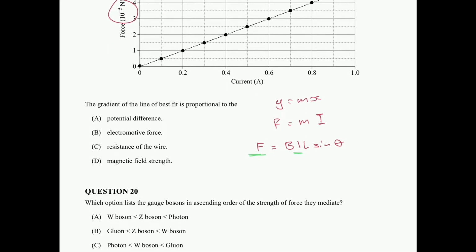In this case, length and sine theta are not going to make a difference. We know sine theta: it's placed perpendicular to the two magnets, so that's going to be sine 90, which is 1, so we can rule that out. And the length isn't changing either, so the length is also part of our gradient. So we can think force is equal to BL, grouped there, multiplied by I. In this case, we don't have length as one of the options for the gradient, but we do have B, which is our magnetic field, which is option D.